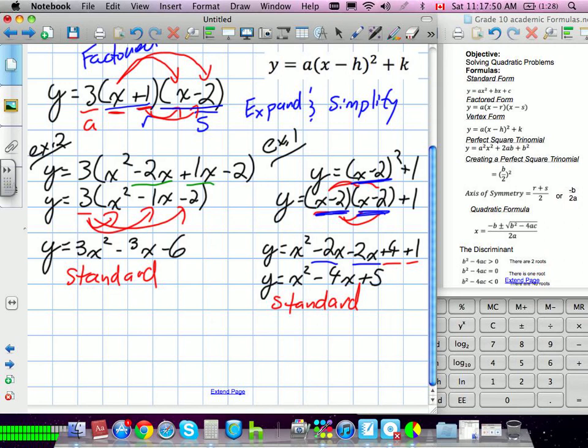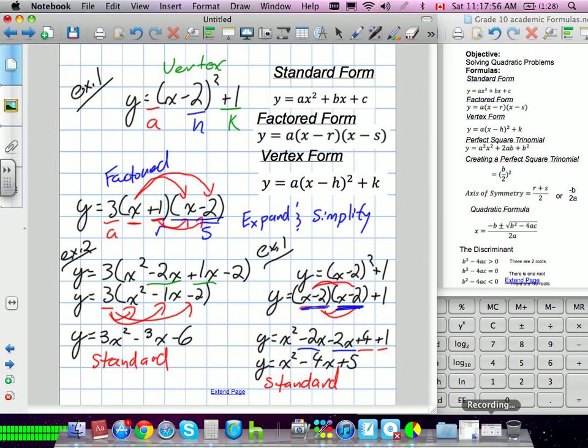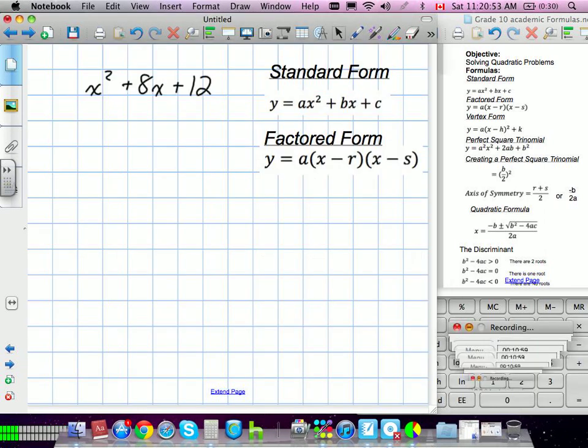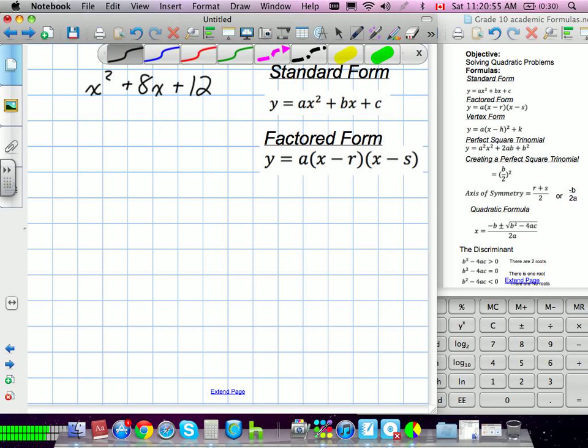We'll call this example 3. This is a different topic now. We're getting into factoring. There's a second part of what we were talking about before. To go from standard to factor, we use something called factoring. No, it's not written so nice. What form are we in right now to start this off? Standard.